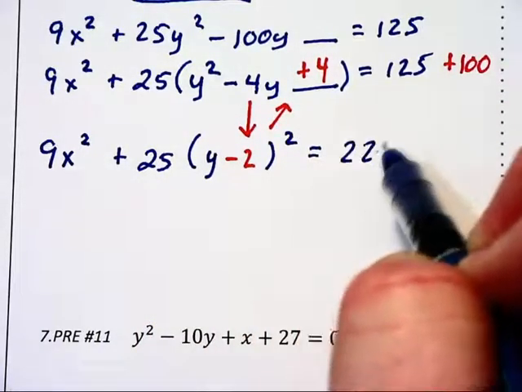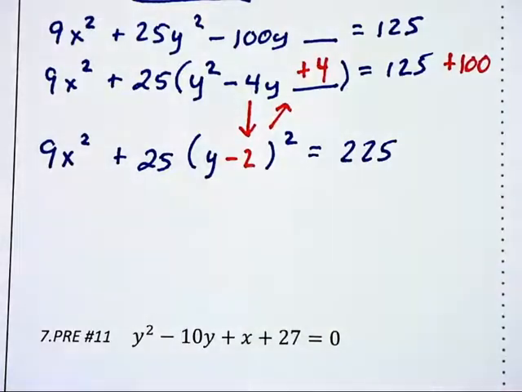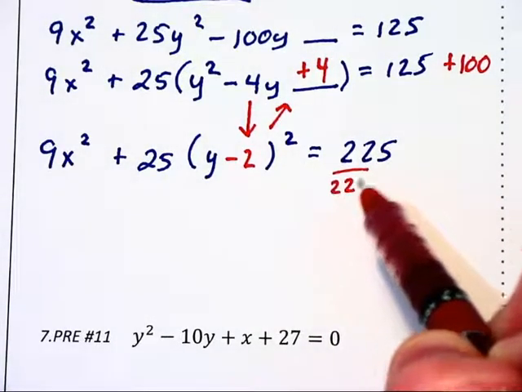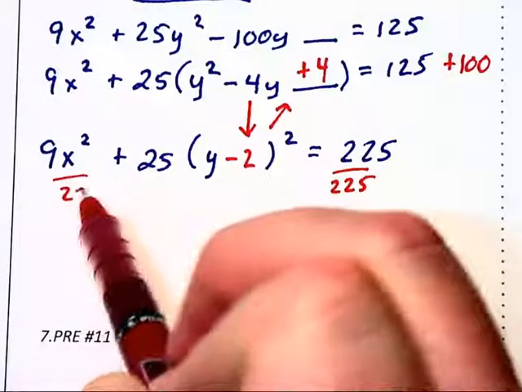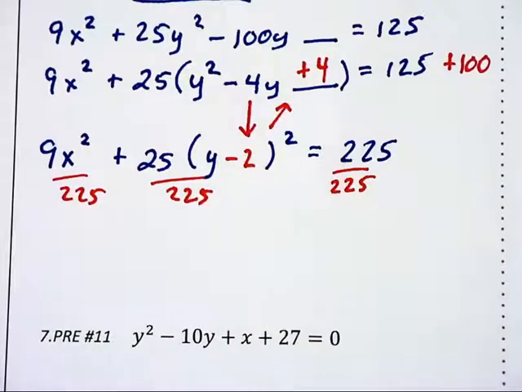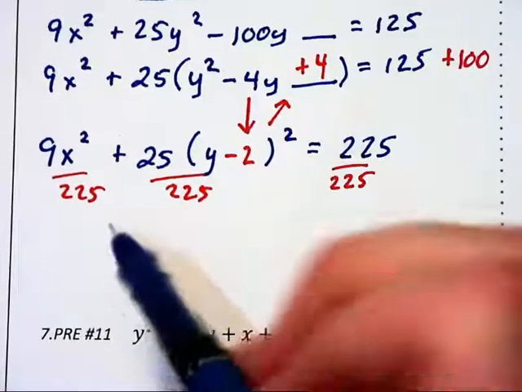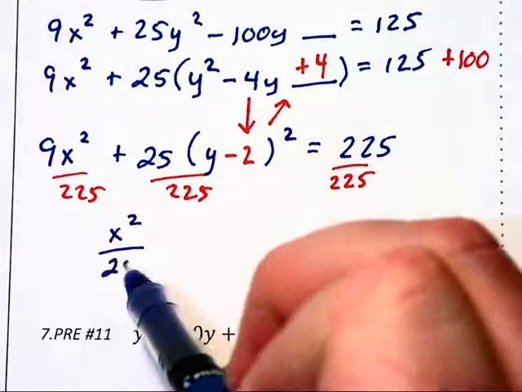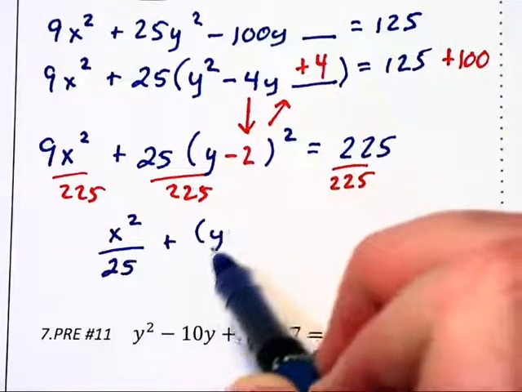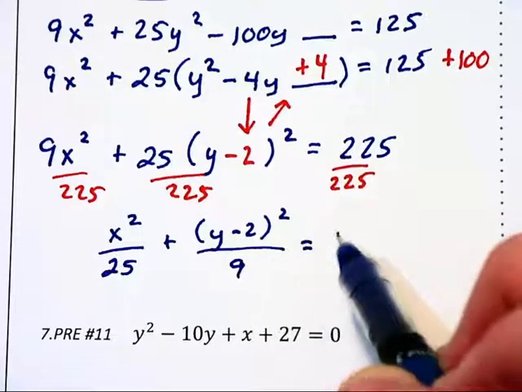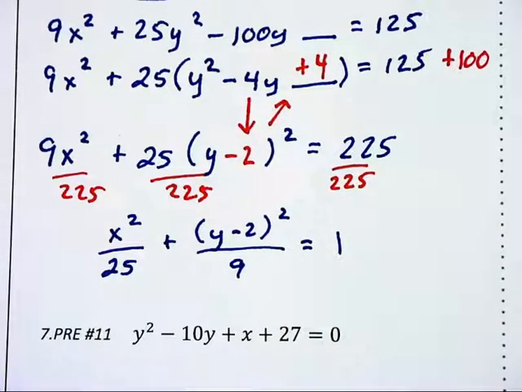equals 225. We don't want this equal to 225, so we're going to divide on each side of the equation by 225, and it's very convenient that 9 times 25 is 225. So we're going to have x squared over 25 plus y minus 2 quantity squared over 9 equals 1 as the standard form of this ellipse.